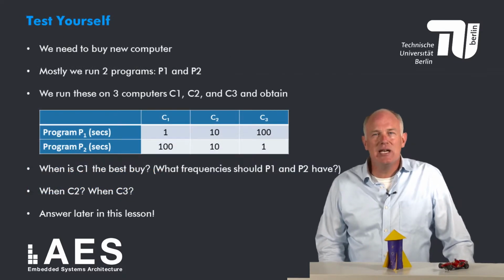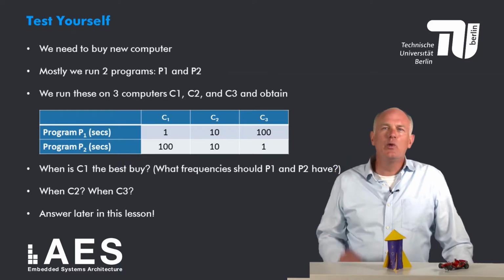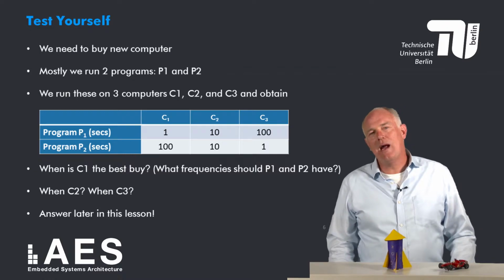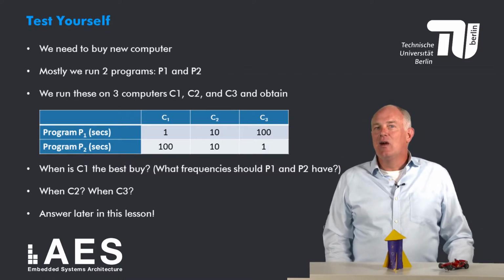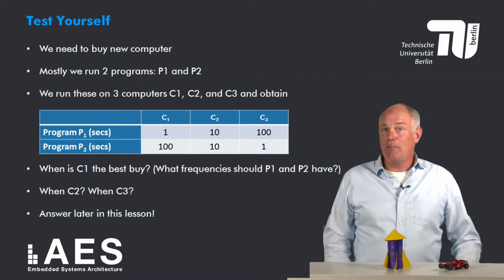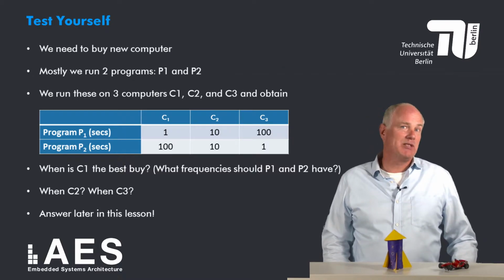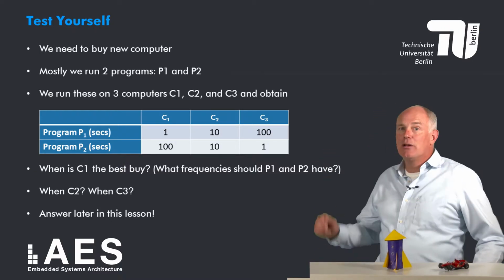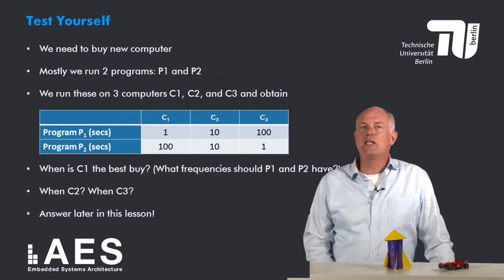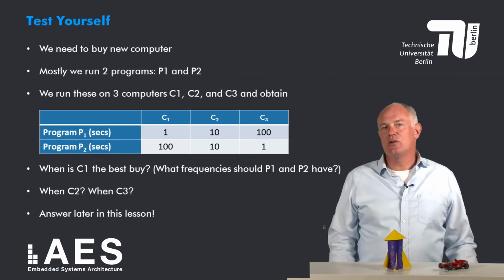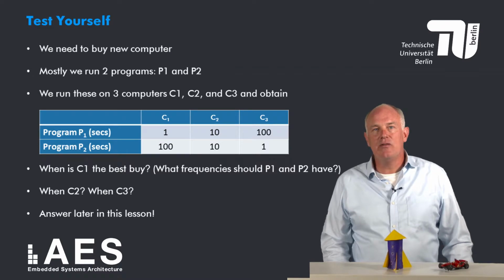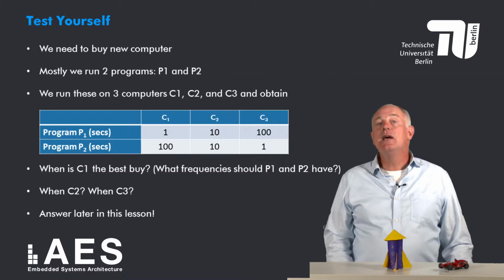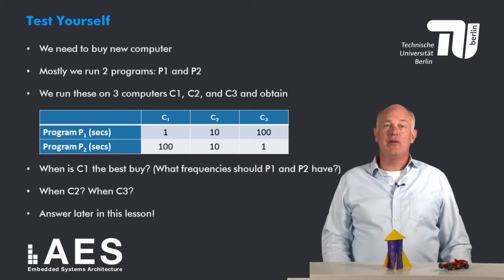Here's a question for you to test yourself. We want to buy a new computer and most of the time we use our computer to run two programs, P1 and P2. We execute test runs of our favorite applications on three recent computers, C1, C2 and C3, and obtain the results summarized in this table here. Program P1 takes 1 second on C1, 10 seconds on C2, and 100 seconds on C3. Application P2, on the other hand, takes 100 seconds on C1, 10 on C2, and 1 on C3.